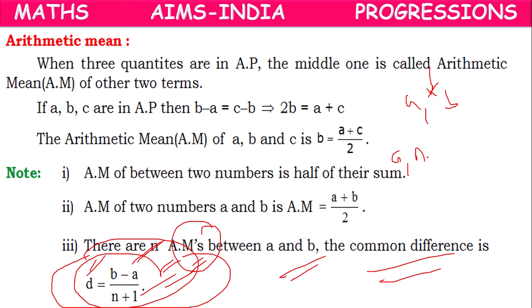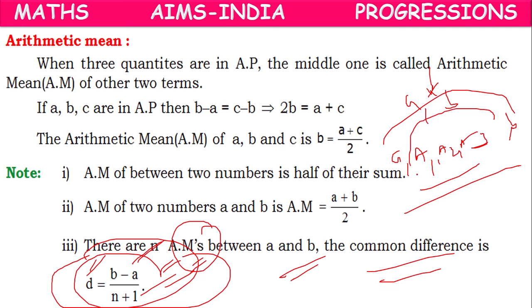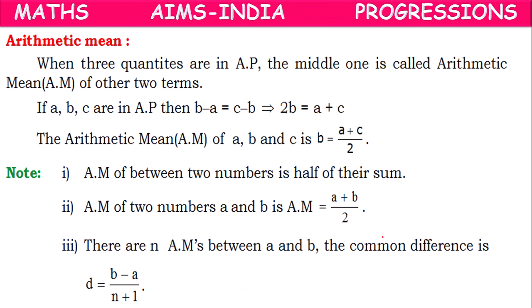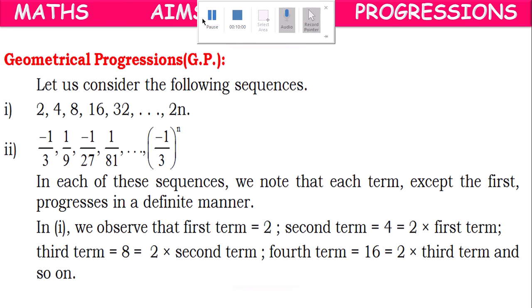Suppose we have arithmetic mean 1, arithmetic mean 2, arithmetic mean 3 between A and B. We have three arithmetic means between A and B. So then the common difference is given by this formula, (B minus A) by (n plus 1). Here three arithmetic means are there, that's why (B minus A) by (3 plus 1). So this is about arithmetic mean, children.